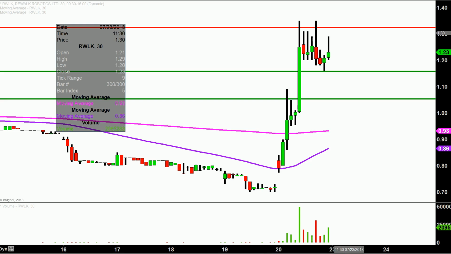All in all, no doubt about it, though, very nice move today. Now it's just a question of can the bulls build upon this momentum next week? We shall see.